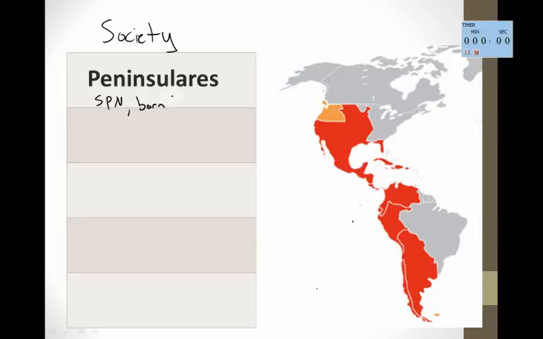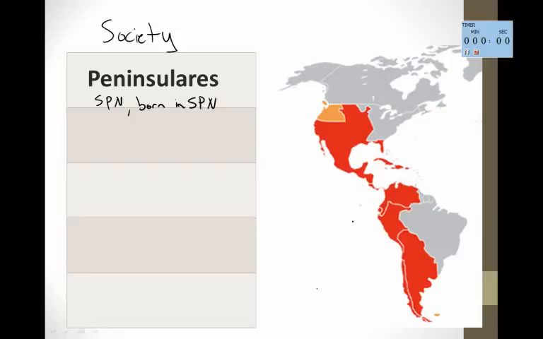They were obviously considered the highest class because they grew up in Spain, they had that Spanish culture. And so typically these people governed the colonies. They had a lot of influence over the king, and the viceroy would typically come from the peninsulares class. They were the top of the class because, again, of their direct connection with Spain.